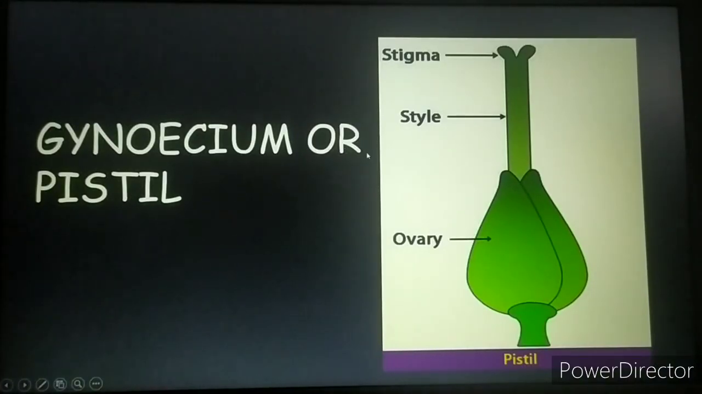Now, let me tell you that each pistil or carpel consists of three parts. As you can see here in the figure, it has three parts. The stigma, that is at the tip. The middle part is the style, and the swollen part at the base is the ovary. Now, let us move on to discuss in detail these three parts of the gynoecium. First, let's talk about the stigma.